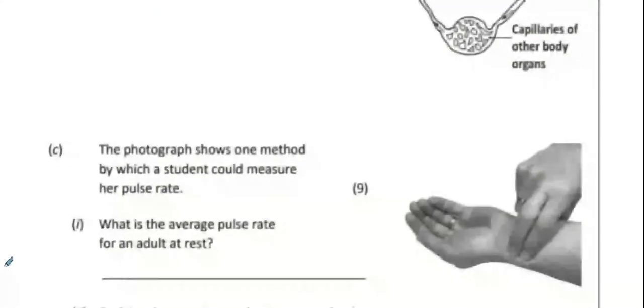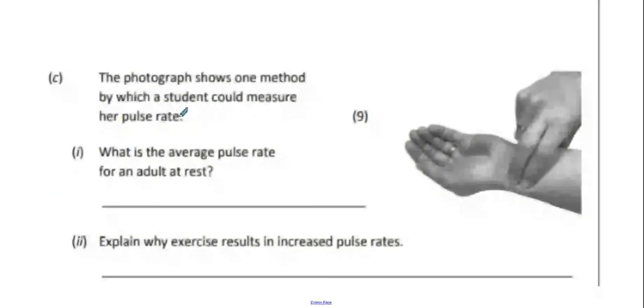Oh, we got more down here. The photograph shows one method by which the student can measure her pulse. What's the average pulse rate for an adult at rest? It's about 70 beats per minute, 70 BPM. I remember that from an old American scheme.